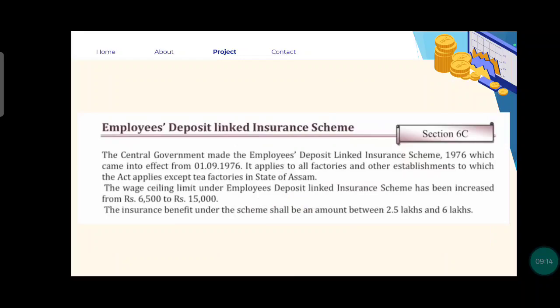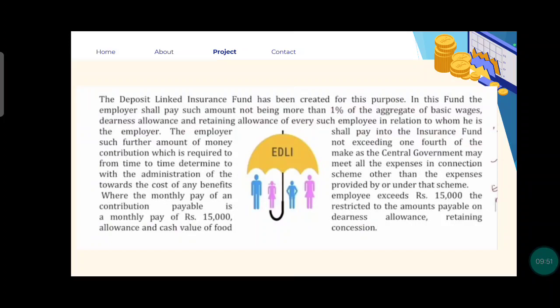Next is the Employees Deposit Linked Insurance Scheme. This scheme was introduced by the central government under section 6C. It applies to all factories and other establishments to which the Act applies. It is enacted in all states but not in Assam. The wage ceiling limit under this insurance was increased from 5,000 to 6,500, and the benefit enjoyed by employees ranges from 2.5 lakhs to 6 lakhs. This is the diagram of the Employees Provident Fund and Miscellaneous Provisions Act.